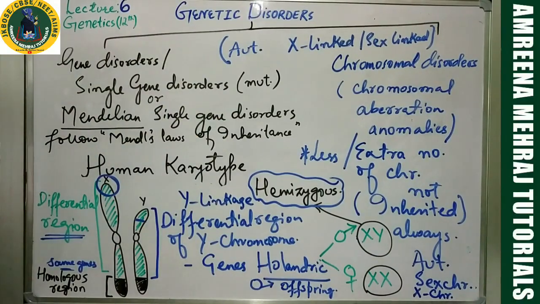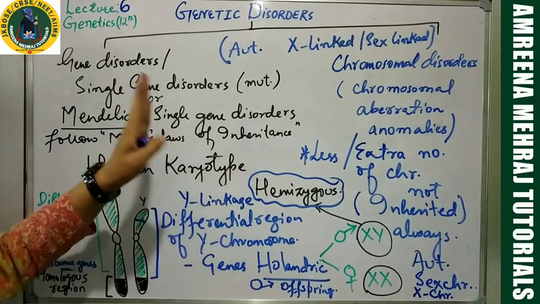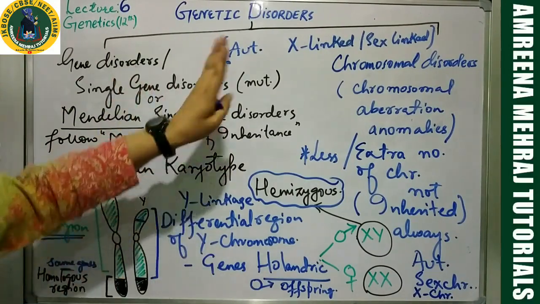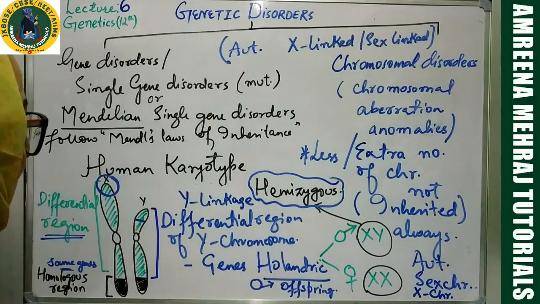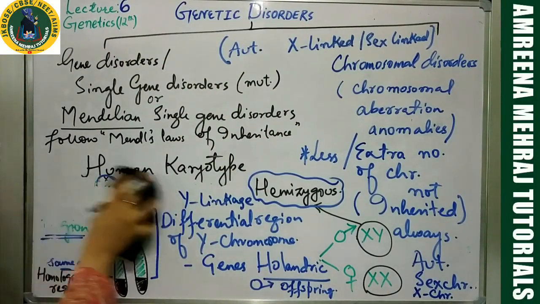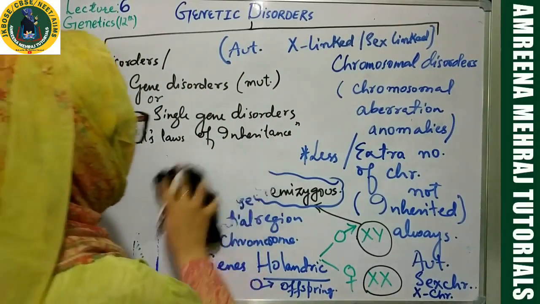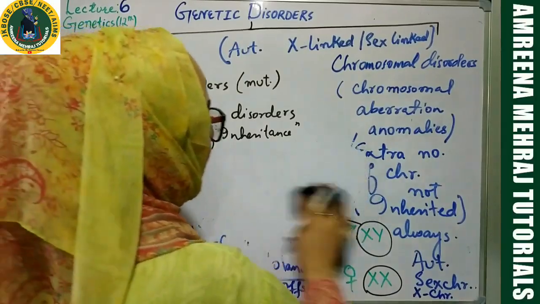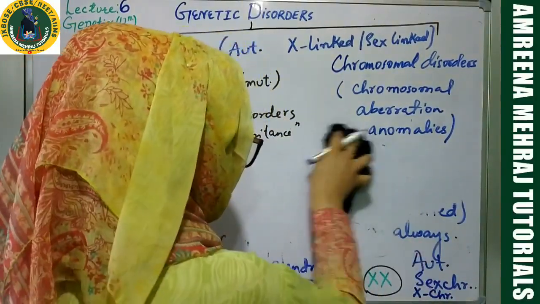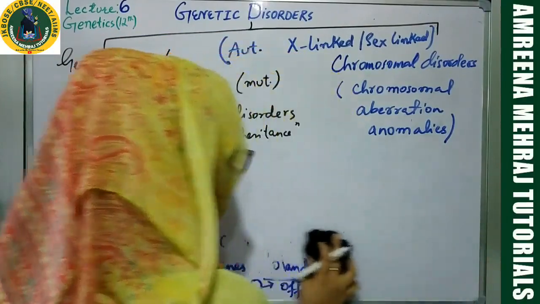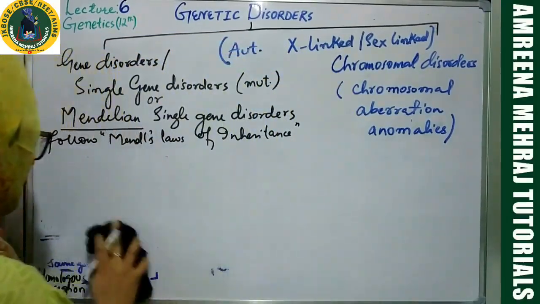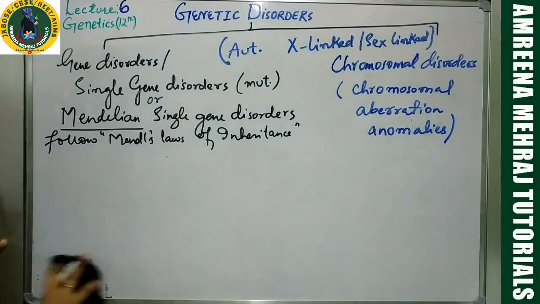You need to have this information. What does dominant mean? What does recessive mean? Because we have to further categorize these disorders into subtypes. Let me erase this first of all. So human karyotype, you got this idea. You have these two divisions now. You have chromosomal disorders and you have single gene disorders, Mendelian single gene disorders.